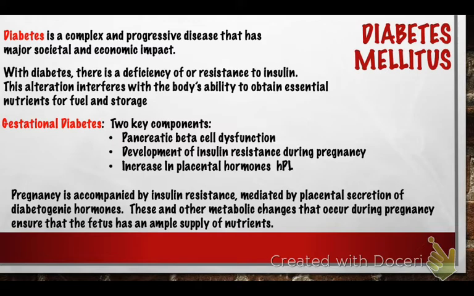And like I said, pregnancy is accompanied by this insulin resistance, and this is mediated by the placental secretions of your diabetogenic hormones, and that's your HPL, which is your human placental lactogen. These and other metabolic changes that occur during pregnancy ensure that the fetus has an ample supply of nutrients, and that's how the baby is able to feed through the placenta, because we have these placental secretions to make sure that the insulin doesn't keep bringing down the mother's blood sugars, so that the blood sugar in the mom stays high enough to cross the placenta and feed the baby.